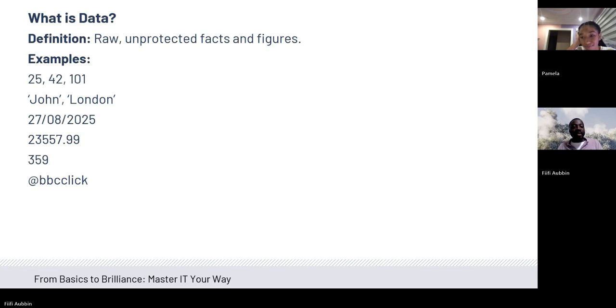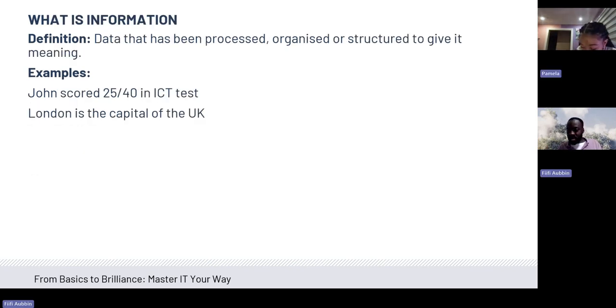Okay. Then I give you this: 23,557.99. What does it mean? It's a bunch of numbers, with two decimal places. 359. At BBC Click. So at BBC Click, what does it mean? Does it mean anything? No. I'm just giving you facts. I'm just giving you values. I'm just giving you figures. Yes. Okay. So all these are examples of data.